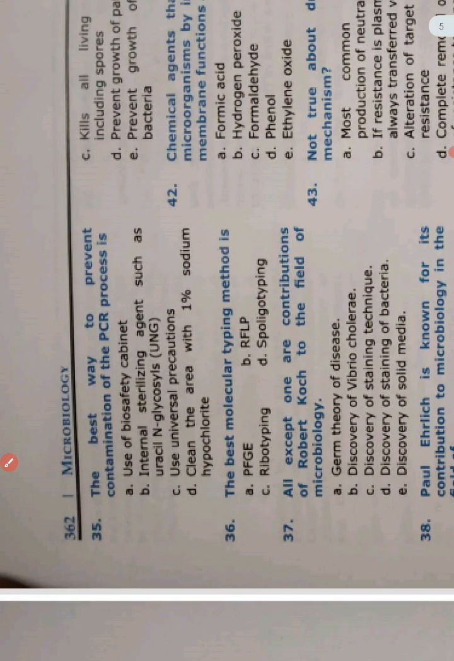The best way to prevent contamination of the PCR process. So how can you prevent the contamination of the PCR process? Use of a biosafety cabinet? No. Internal sterilizing agents such as uracil and glycosylase? Yes. Use universal precautions? Even then it will get contaminated. Clean the area with 1% sodium hypochlorite? It's not very good.